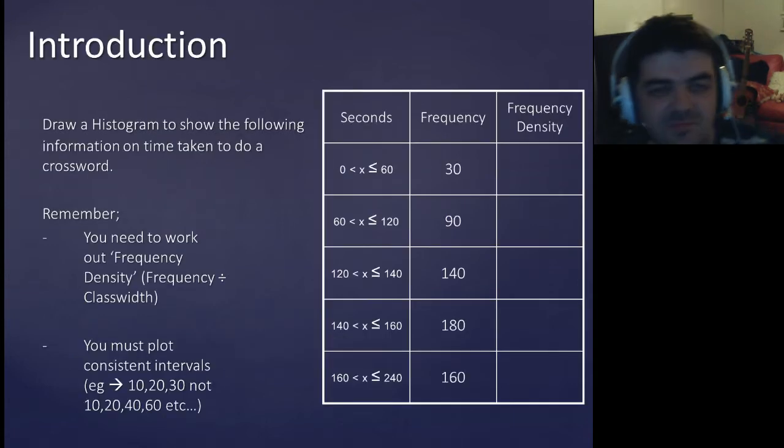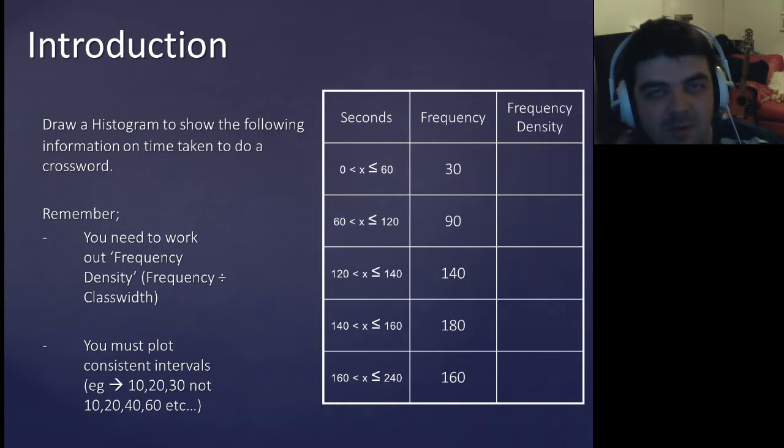Okay, so introduction to it again. We're going to draw a histogram to show the following information on the time taken to do a crossword. So, 0 to 60 seconds, there were 30 people, 60 to 120, there's 90, etc. And you can see the table there on the right.